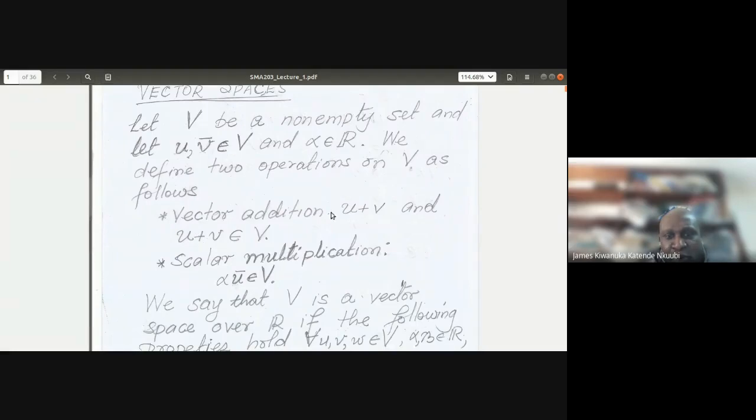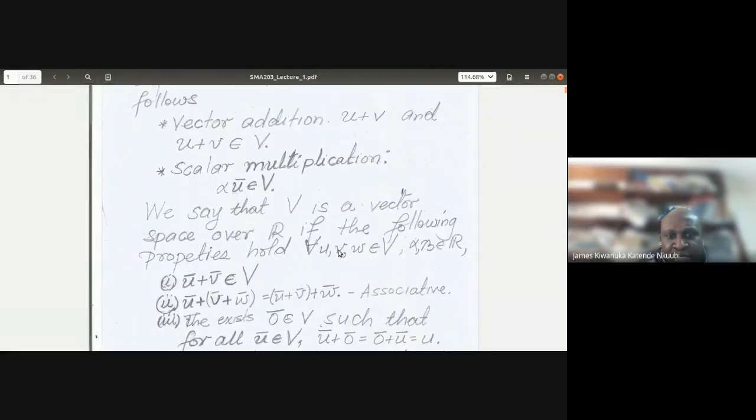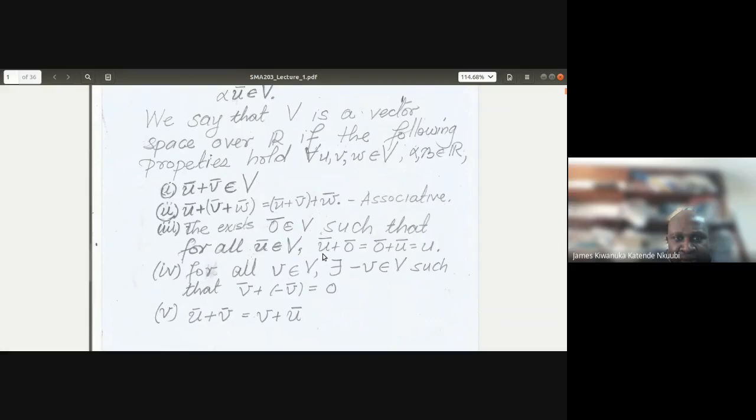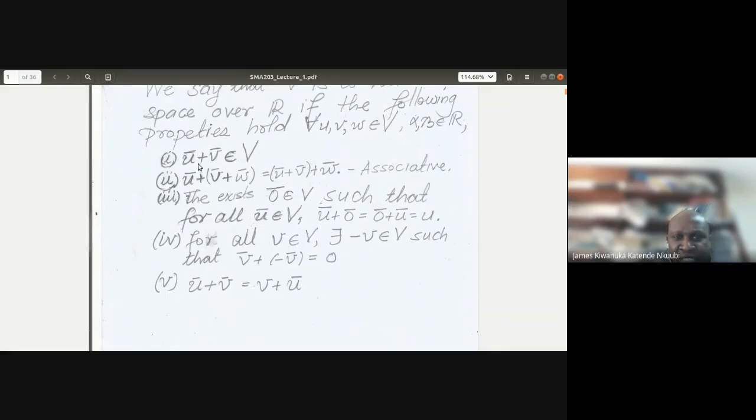So once you define these two operations, we will say that V is a vector space over R if the following properties hold. So we'll go through the properties one by one. The first property is that if you add two vectors, you should get another vector in V. Again, I forgot to put the bar. I need to be a little more careful here. There should be bars on U, on V, and on W. Alpha and beta are numbers, they are not vectors, so there's no need for a bar on top.